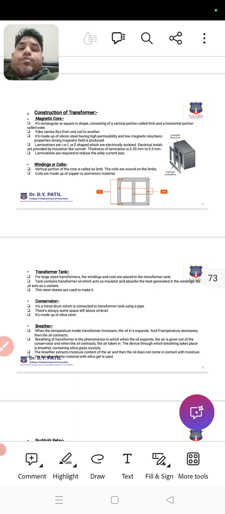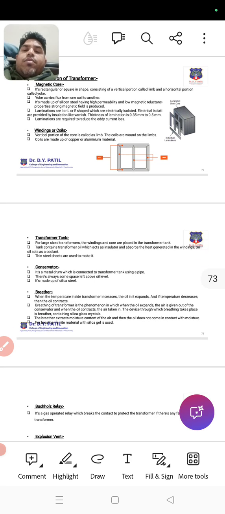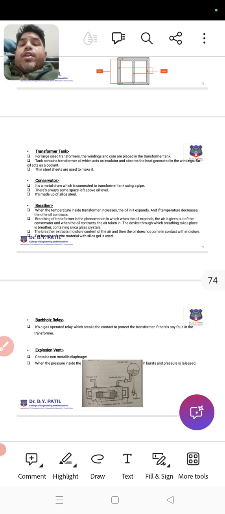There is a magnetic core, of rectangular square shape. It consists of a vertical portion called the limb, and a horizontal portion called the yoke. The yoke carries the flux from one coil to the other. Lamination is required to save the core from eddy current. The thickness is about 0.3, and that is the working of that core.